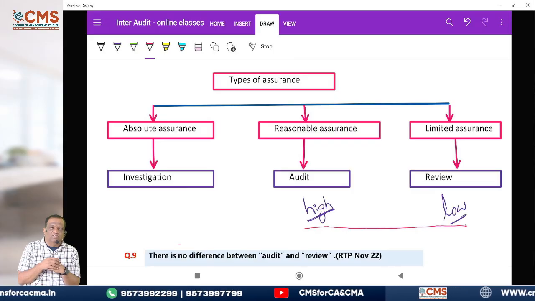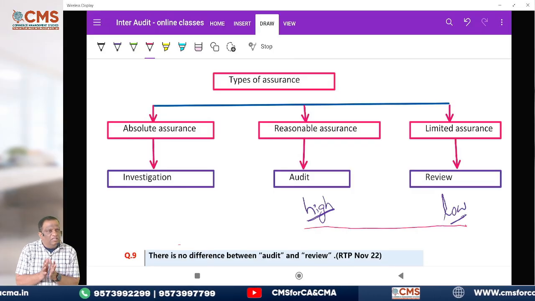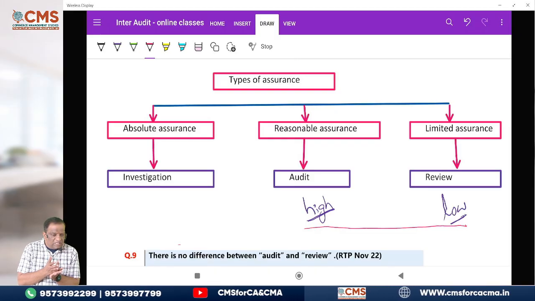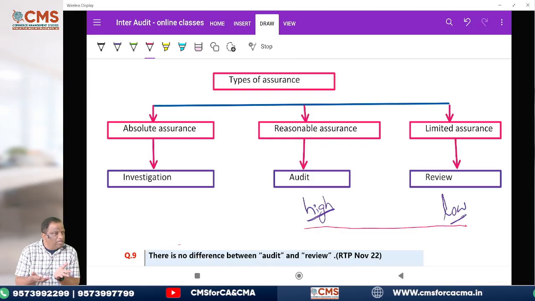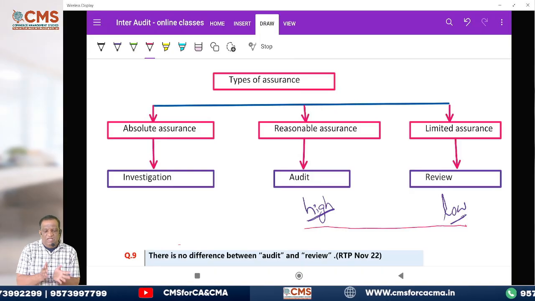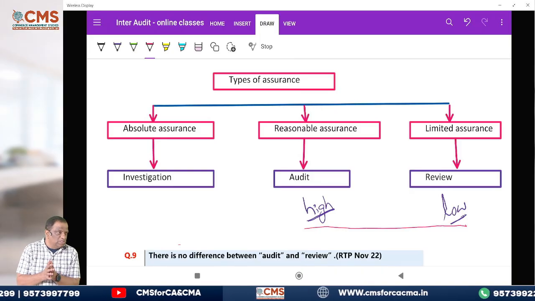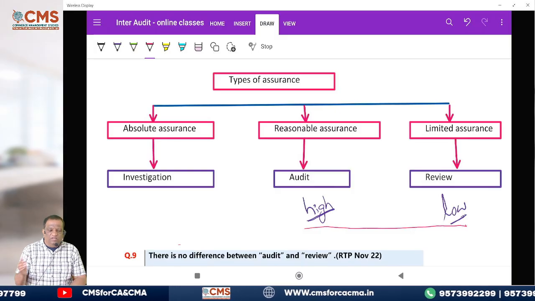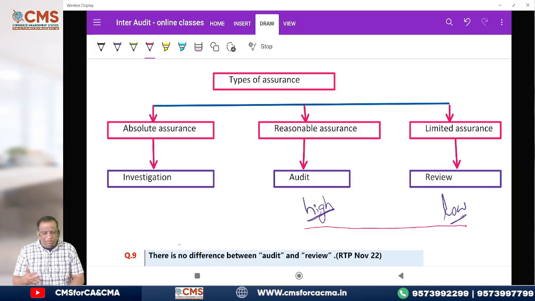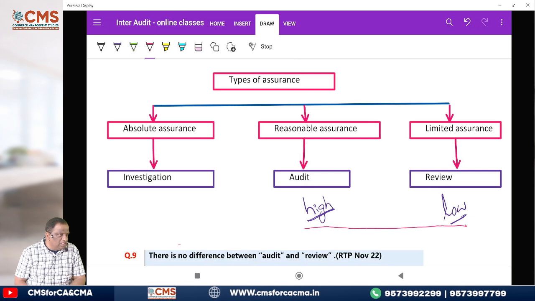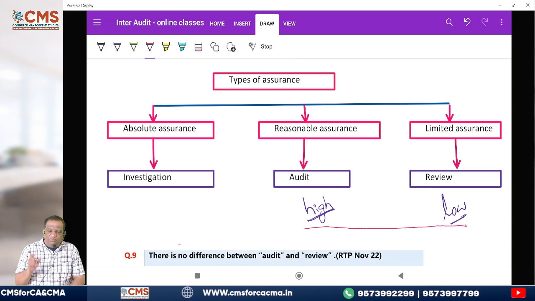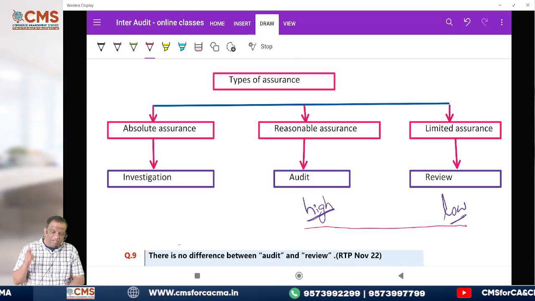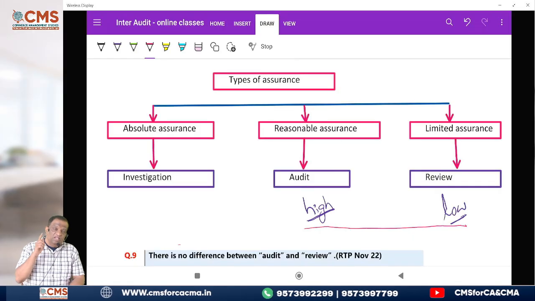If you take it in sequence, whose opinion is very, very reliable is an investigator's, because he has got legal powers and his documentation is bigger, so you can trust him. A little less is the reasonable assurance given by the auditor. A little less is the limited assurance given by the reviewer. Now, in an order, you tell me, who would be performing fewer procedures? Reviewer. And between reviewer and auditor, who would perform more procedures? Auditor. And between auditor and investigator, the investigator will perform more.